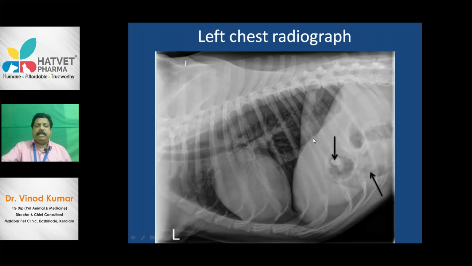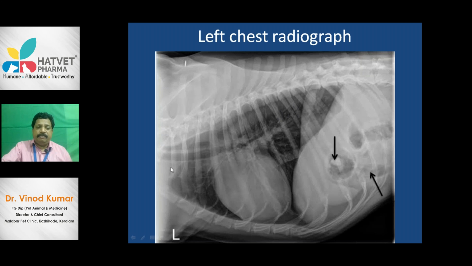So let us go to the left chest radiograph. See the crus? The crura are Y-shaped, but the cupula is the same. It is not parallel. If it is not parallel, we can say it is a left chest radiograph.